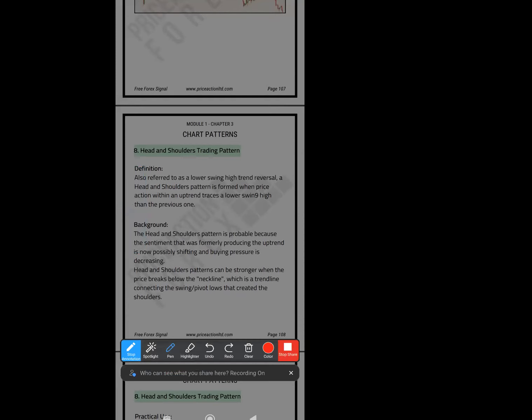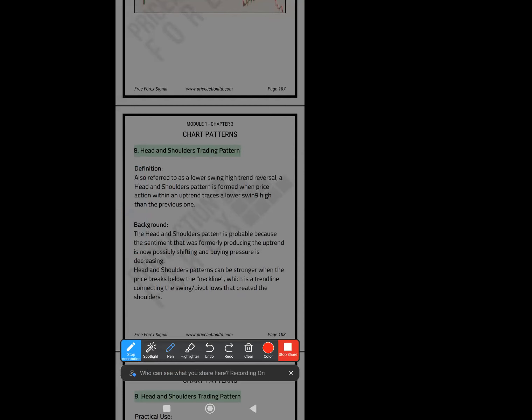Referred to as a lower swing high trend reversal, a head and shoulder pattern is formed when price action within an uptrend faces a lower swing high than the previous one. In short, let me draw how a head and shoulder structure looks. You have the left shoulder, the right shoulder, and also the head.